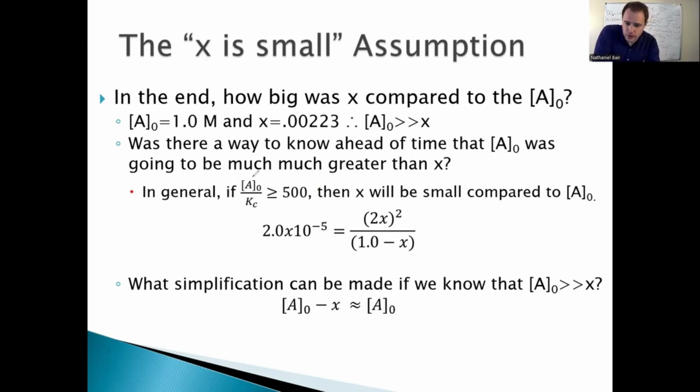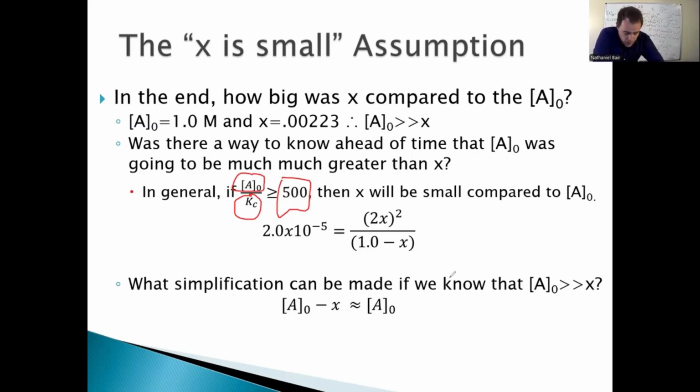Essentially, what we're saying here is if the initial concentration divided by the equilibrium constant is greater than 500, then the amount that x is, compared to that initial concentration, is so minuscule that the initial concentration after it gives up that little bit of x is essentially still going to be that original initial concentration. With the sig figs and stuff, it's not even going to be that impacted.